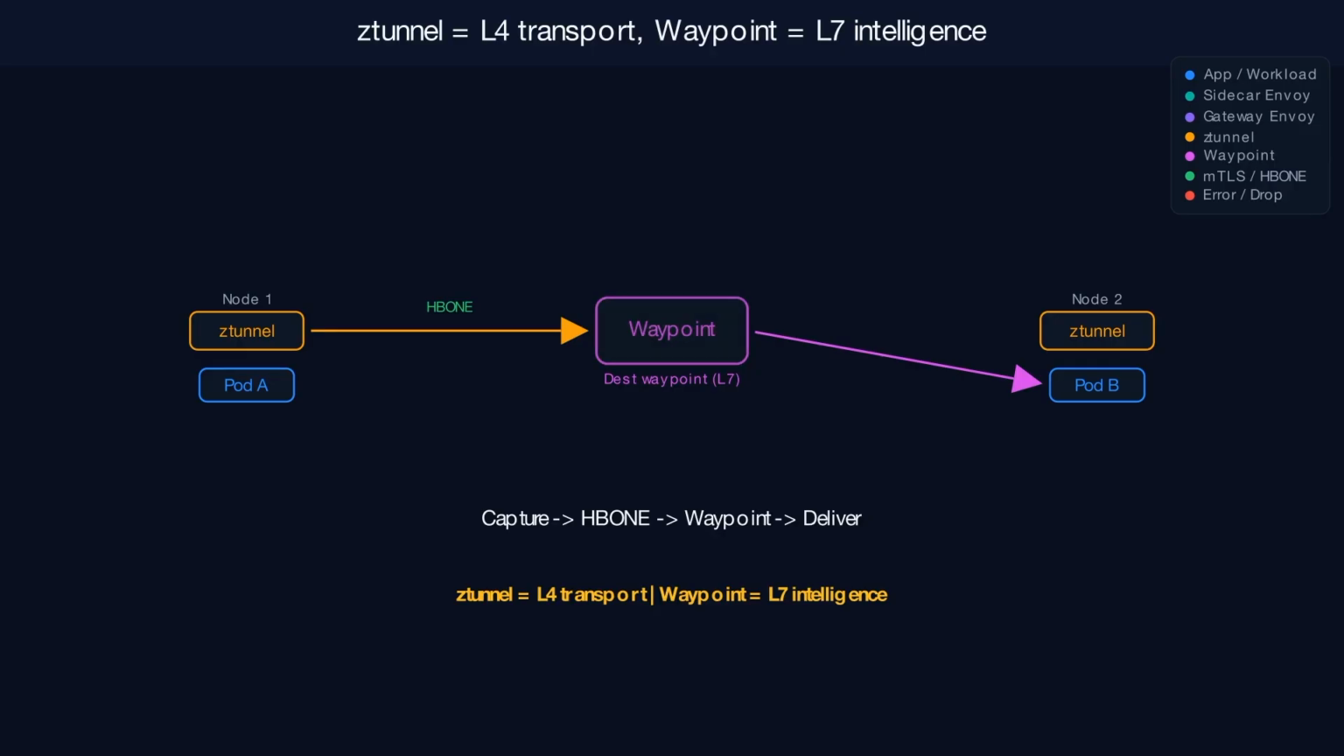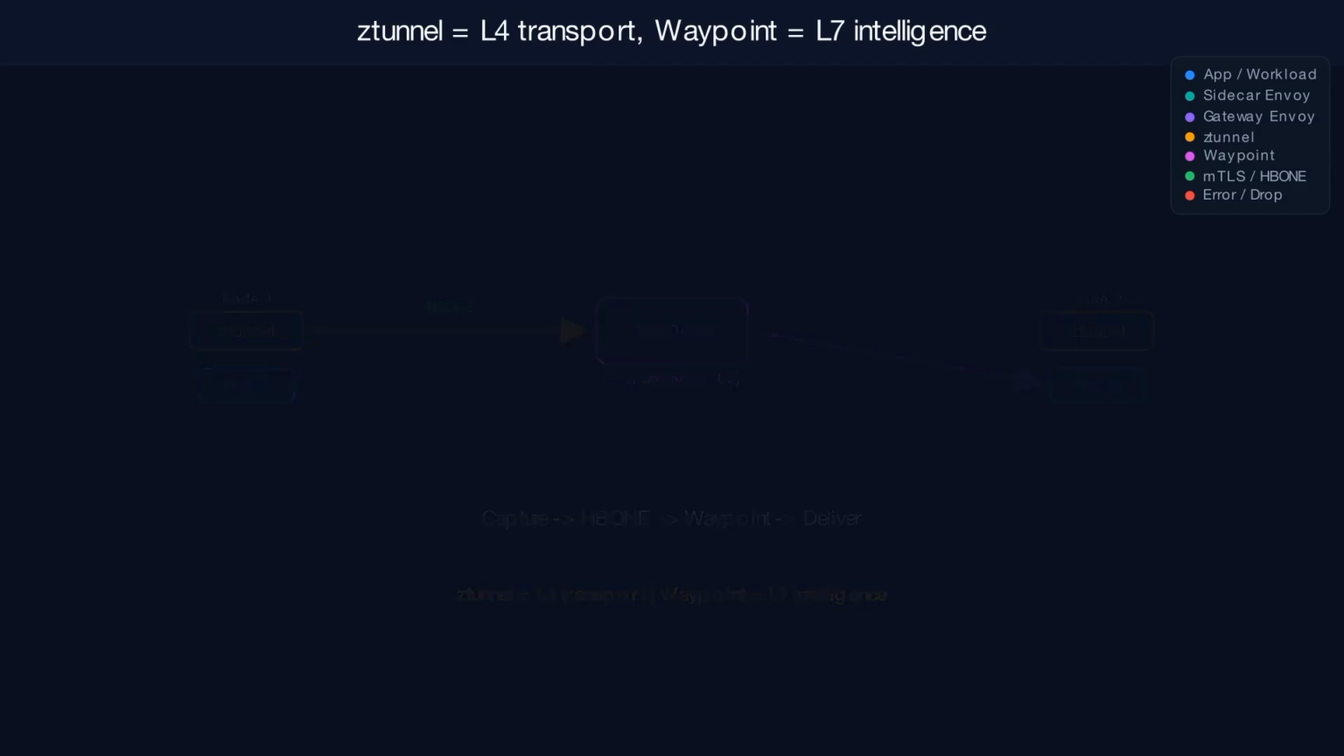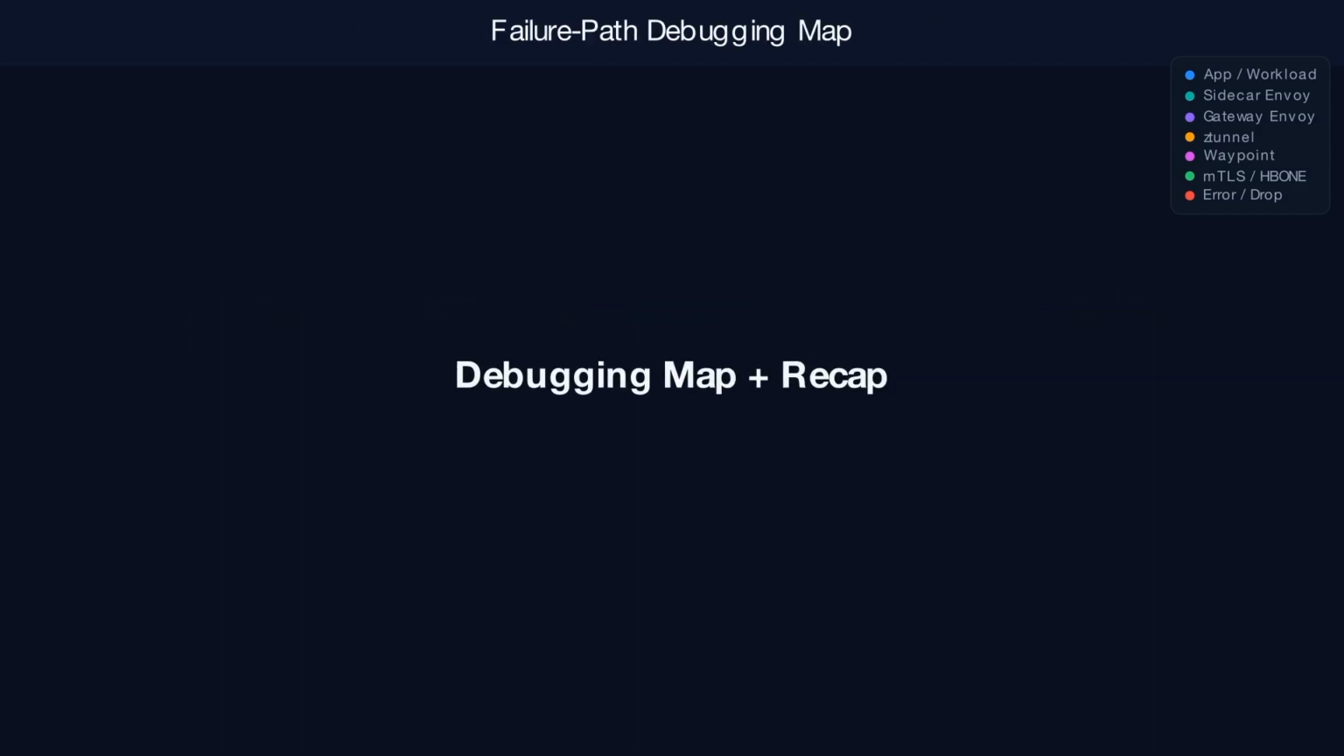Remember this split. Ztunnel handles L4 transport and security. Waypoint handles L7 intelligence. This separation is fundamental to how ambient mode works.